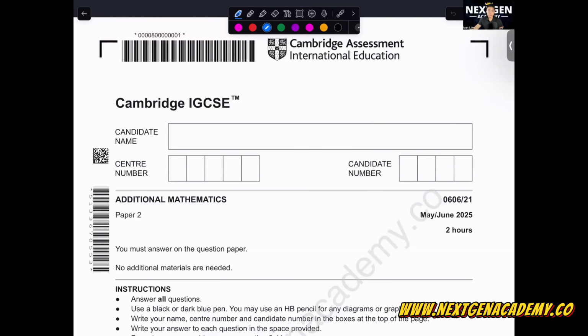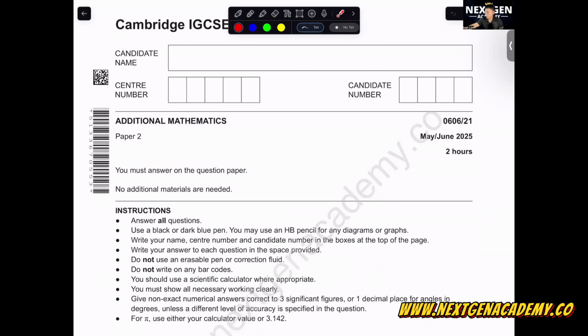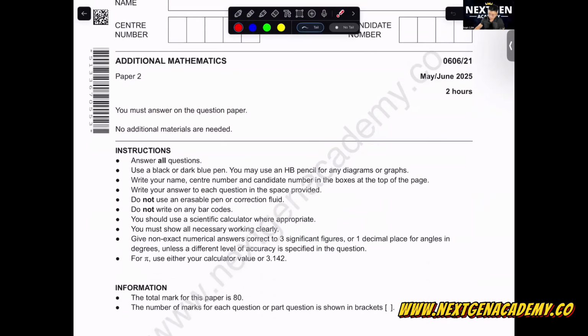Alright, okay, welcome back my NextGen family. Today we are going to go through this paper, May-June 2025, paper 2-1. This is the first paper that is a calculator paper in the May-June series. So everyone go get your calculator, whether it's the old one or your new calculator, and we shall start. Okay, 80 marks.